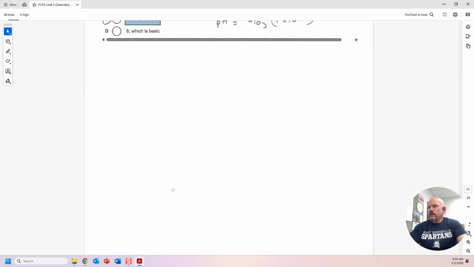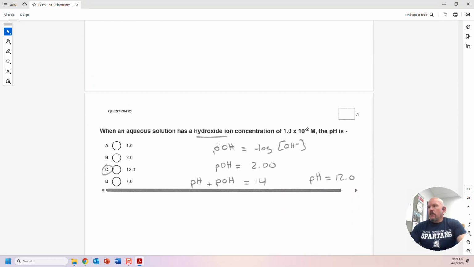So I have it on my notes here, right? We got to know how to calculate pOH. If we know the molarity of hydroxide, that's how you calculate it: negative log of the molarity of hydroxide. That gives us the pOH. So we know the pOH is 2, and then we know that pH and pOH always add up to 14. So that means that the pOH is 2, the pH is 12. Okay.